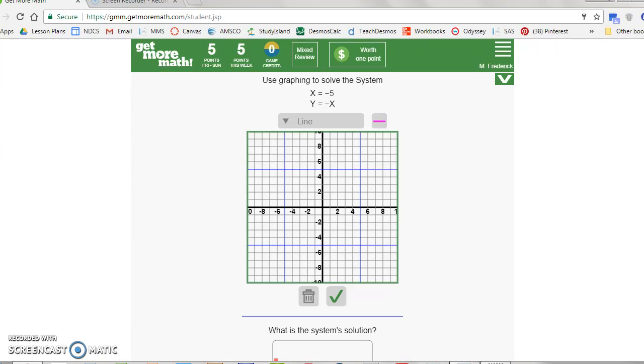So at this point, I would like you to log into your own Get More Math account and work through the assignment that is preloaded in there for you.